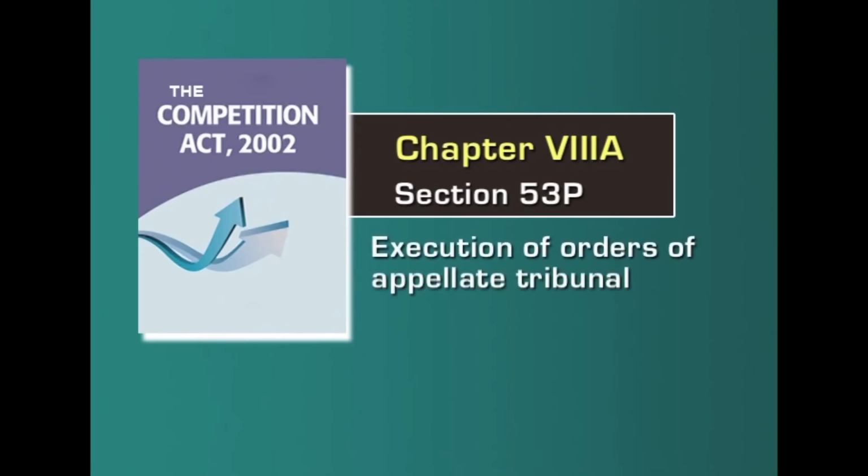Moving forward, 53P talks about execution of orders of the appellate tribunal. We might be reminded of execution of orders passed by the commission. The commission has a power to execute its orders. Similarly, a power has been conferred upon the appellate tribunal to execute its orders. The execution of its orders and the power to it is conferred through 53P. This section is also relevant. Please note, when you confer a power to pass an order, you should also have the power to execute the order. This is where both the powers are conferred under this chapter to the appellate tribunal.